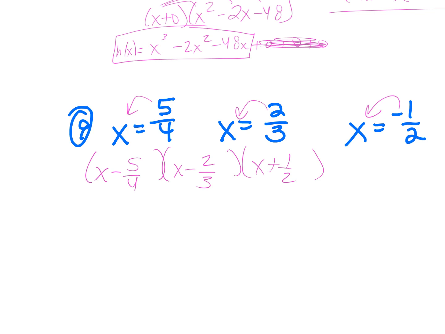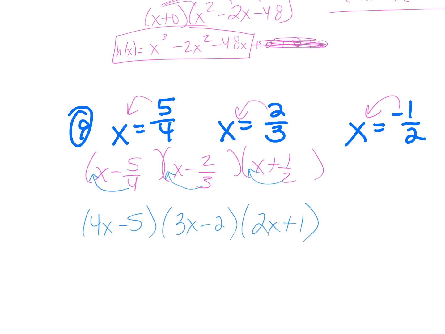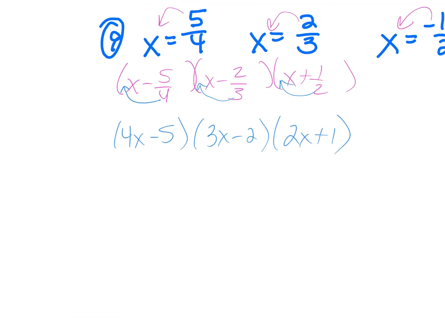Do not go through and distribute, multiply, and FOIL fractions. How would I make this denominator go away? My denominator becomes my what? Coefficient. So 4x minus 5, 3x minus 2, and 2x plus 1. And now we FOIL. Does not matter if you want to do 4x minus 5 times 2x plus 1. I just always leave whatever's out in front, hanging out in front, and I deal with the second two.